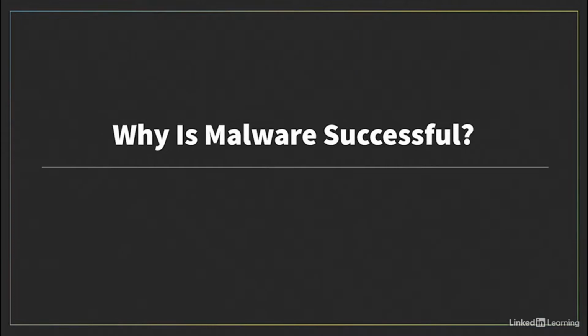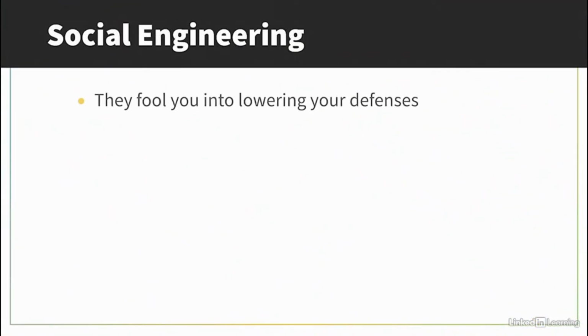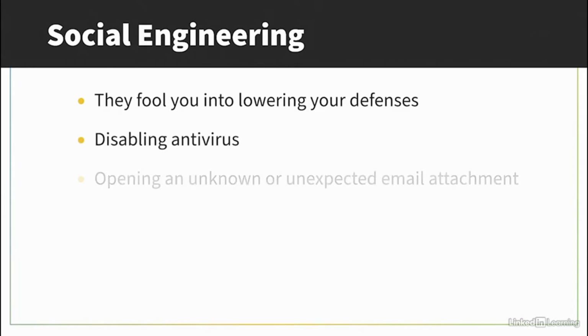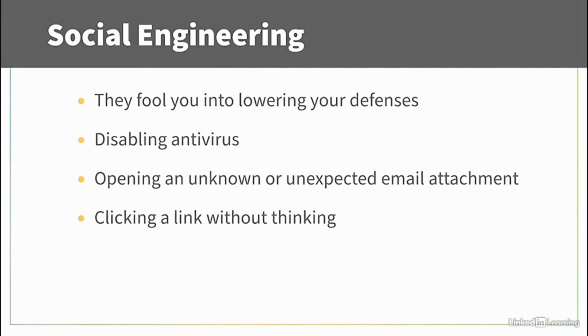The reason computer malware is successful today is due to something called social engineering. Malware infects computers because people are tricked into compromising their computer's security. The bad guys are adept at fooling you into lowering your defenses. You disable the antivirus software, you open an unknown email attachment, or you click a link without thinking. Doing so compromises your computer's security. And the bad guys use social engineering because it works.